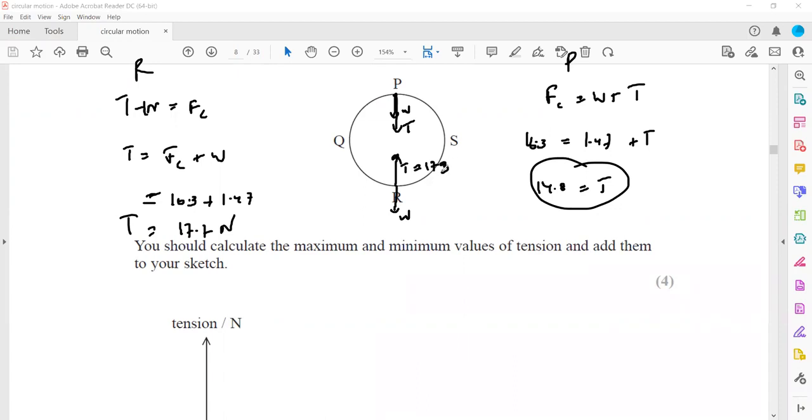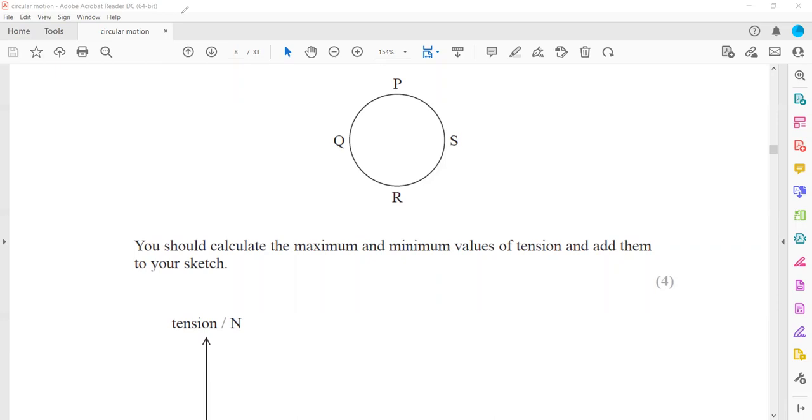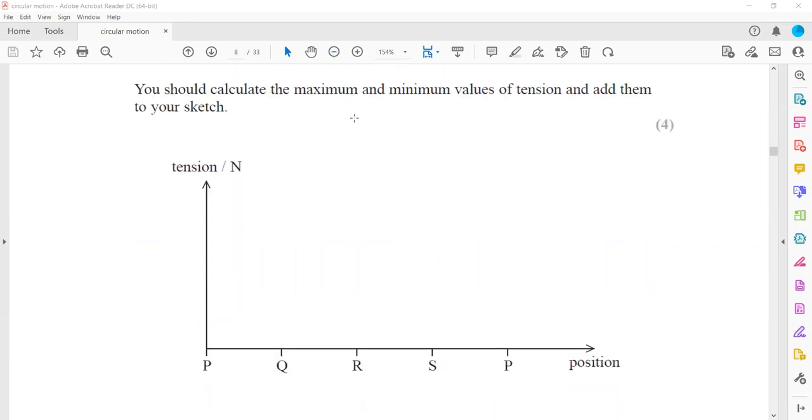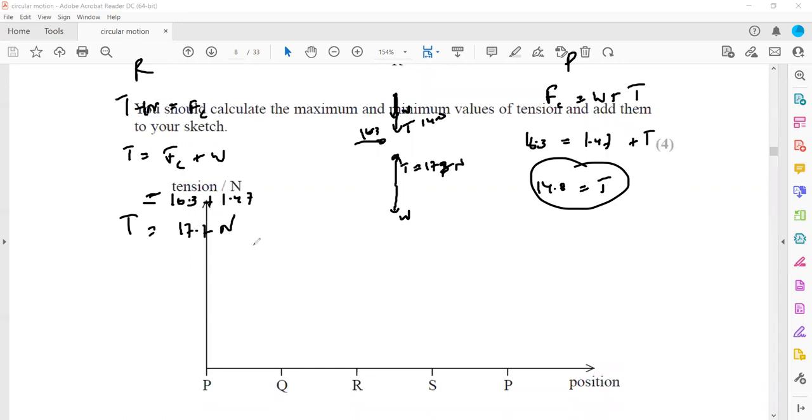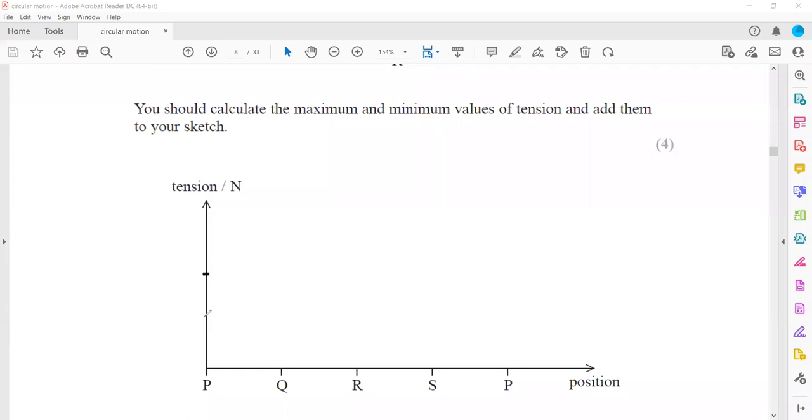So 17.7 is a tension, but in this position it was 14.8, and at all the other positions it should be 16.3. So when we sketch our result, at P we need a smaller tension, at R we need the maximum tension, and at Q and S we'll need the same tension. So if we have the scale, as you can see, we have 17.7, 16.3 and 14.8. If we start our scale, say 13 is there, then 14, 15, 16, 17, and 18.